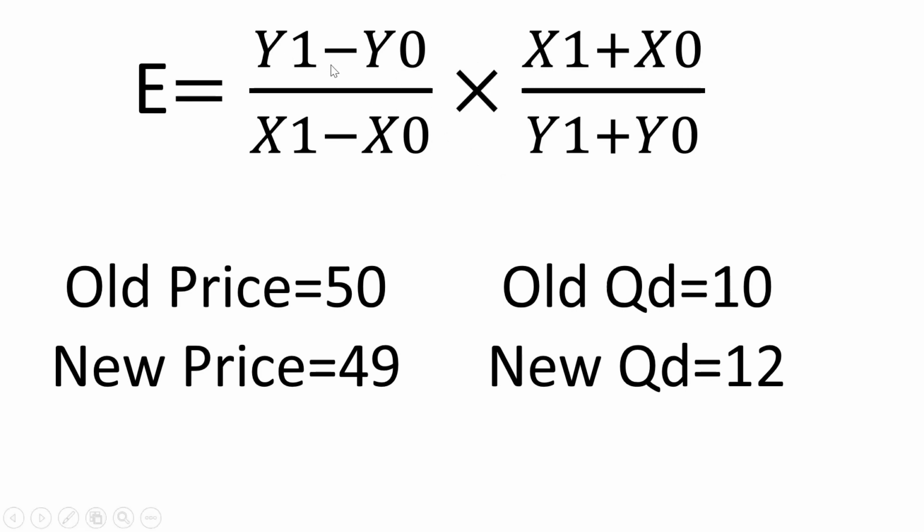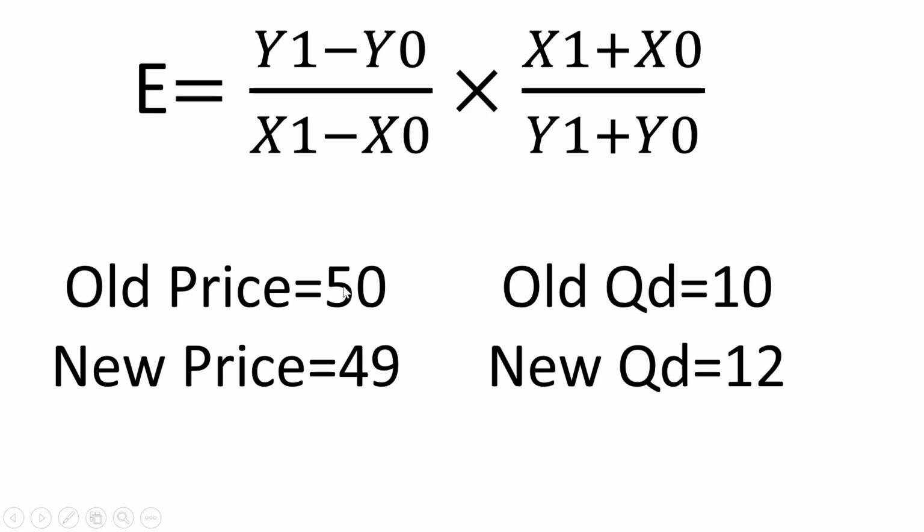We find the change in the variable, we divide by the change in its determinant, then we add the new and old value of the determinant, and we divide by the sum of the new and old value of the variable. So in this case, it is going to be 12 minus 10 up here, and down here 49 minus 50. Here we add 49 and 50, and here we add 12 and 10.